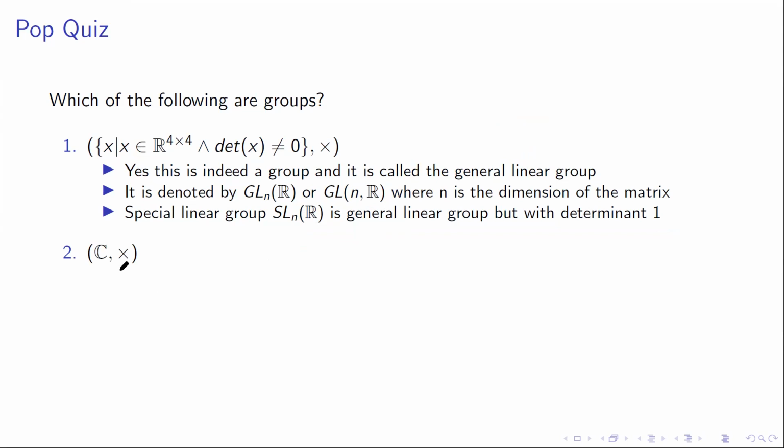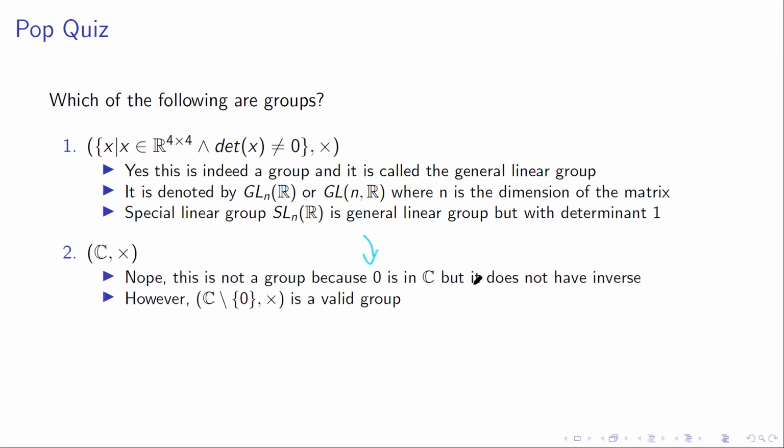And then the next one, complex numbers under multiplication. Is this a group? Some responses. Yeah, 3, 2, 1. No, this is not a group, because 0 is in the complex numbers and 0 does not have an inverse. However, if you exclude the 0 element, it is a valid group. So this is kind of a trick question.